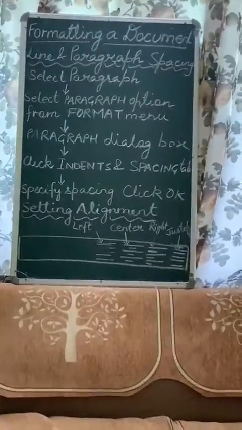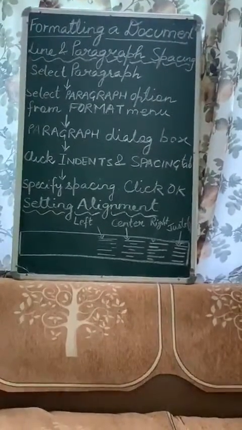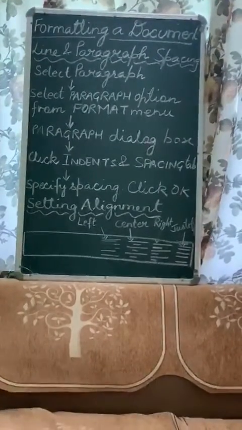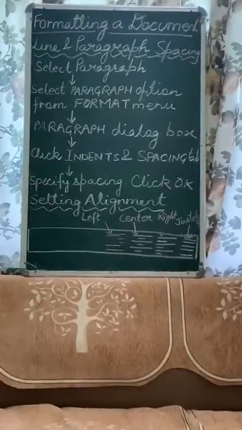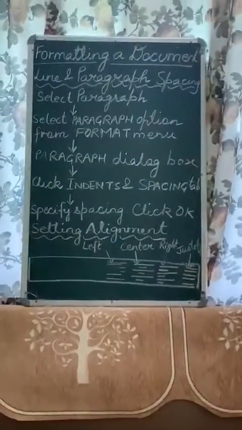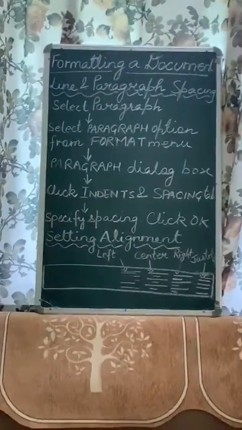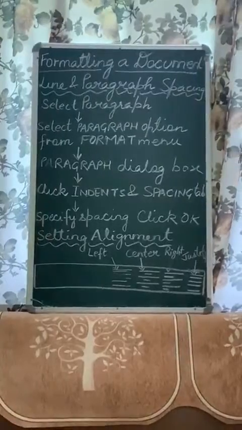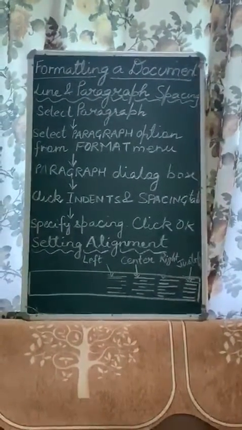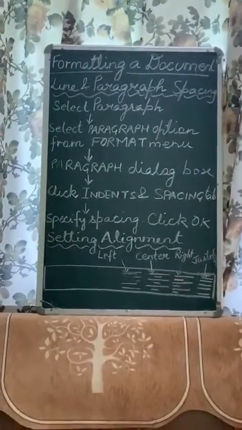Whatever line spacing you want to give, you can do. Plus there are line spacing options like single, multi-line, double. All these things you can set from there. Then after specifying the line spacing, you just need to click OK. So this is about line and paragraph spacing. Line spacing means spacing between two lines, and paragraph spacing means you want the same type of spacing between the lines of the complete paragraph. Next is setting the alignment.